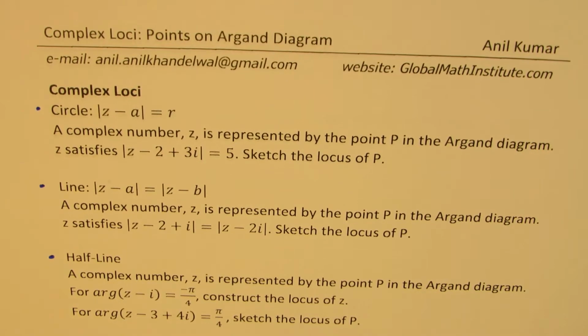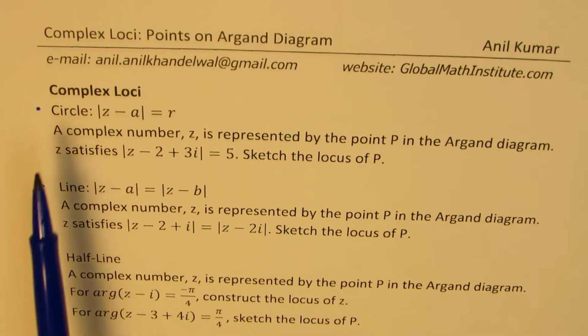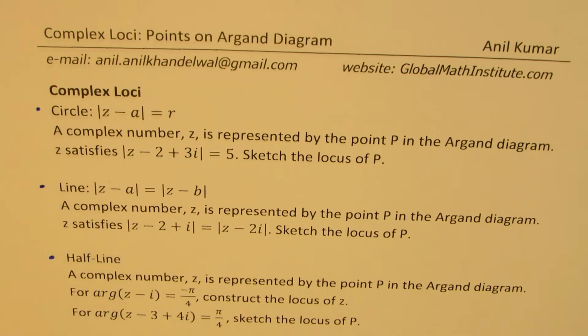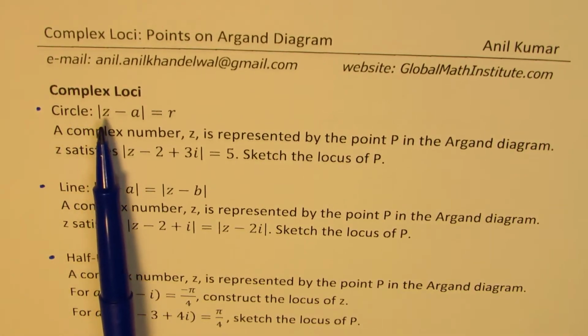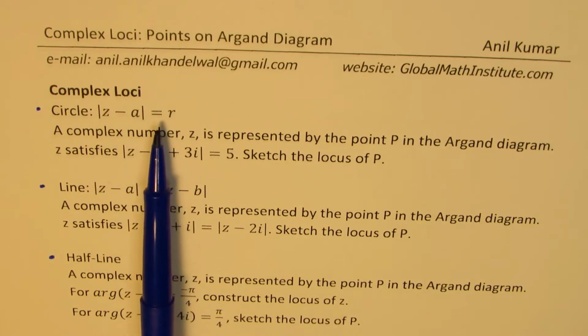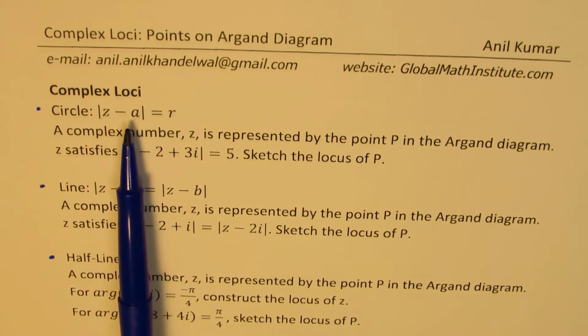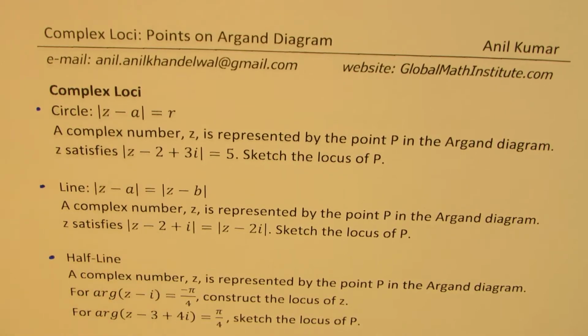In this video, we'll consider 4 questions and we'll see how to sketch the Argand diagram representing complex loci. We have taken examples where the sketch is of a circle, it is of a line or a half line. So in these 3 examples, if the format is the absolute value of z minus a equals r, where z and a are complex numbers, in that case you get a circle.